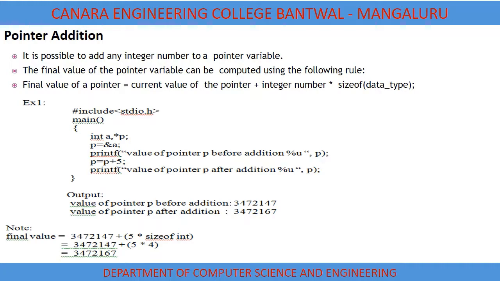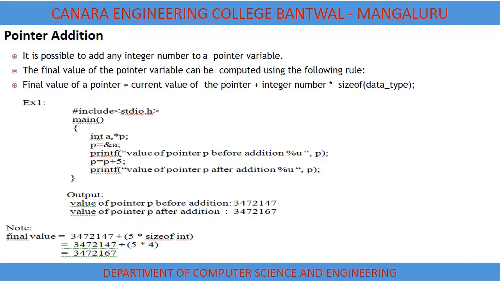In this slide we are going to see the next arithmetic operation on pointers, that is pointer addition. As we have seen incrementing and decrementing, similarly we can add any number to a pointer variable. The same rule is applicable to addition also. The final value of the pointer is equal to the current value of the pointer plus an integer number, and that integer number will be multiplied with the size of the data type.